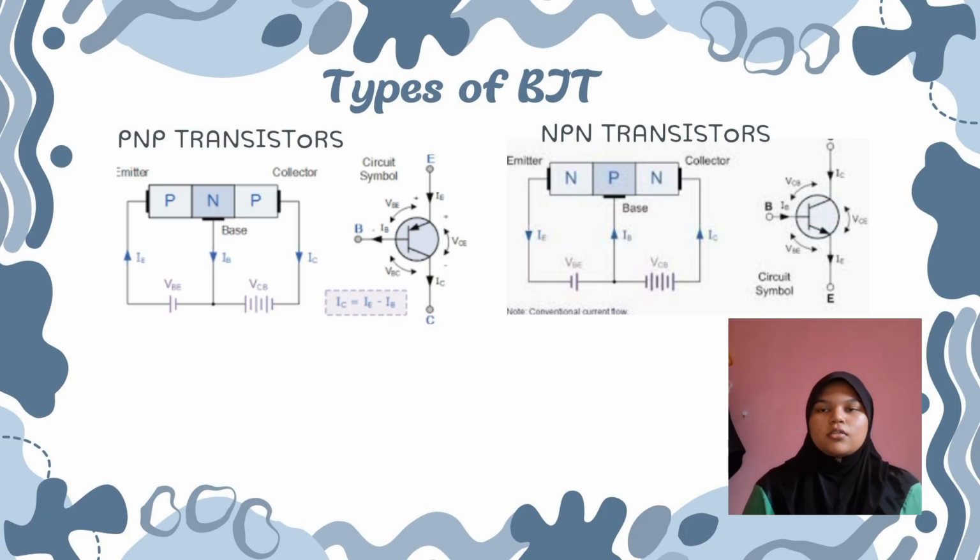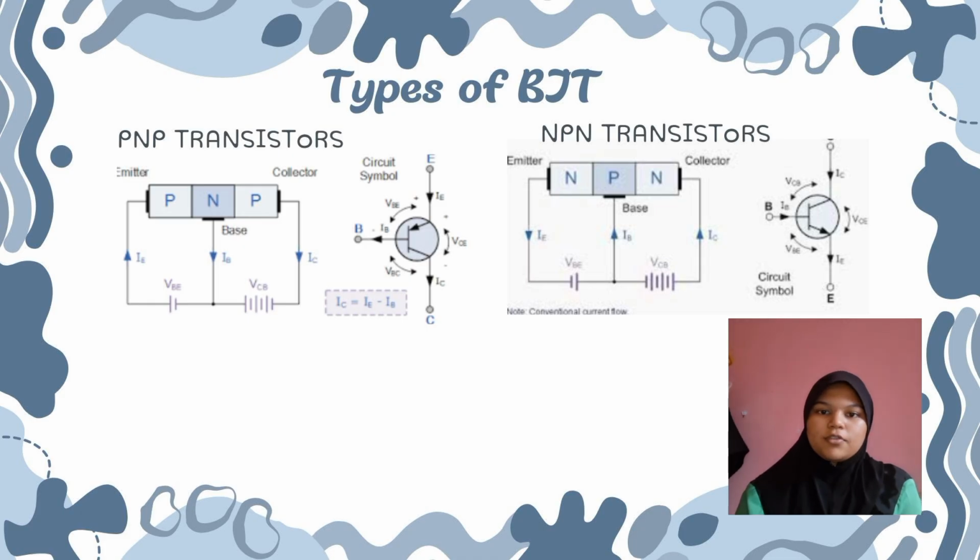Then I'm going to tell the difference of current flow direction and biasing condition. First is current flow direction for the NPN transistor. One, current flows from the collector to emitter when the transistor is on. Two, electrons move from emitter to collector. Three, electrons are the majority charge carrier. For the PNP transistor, one, current flows from emitter to collector when the transistor is turned on. Two, holes move from emitter to collector since holes are the majority charge carrier.